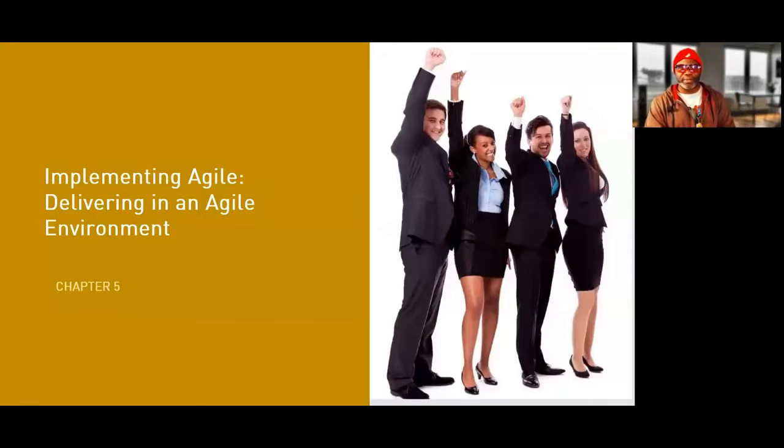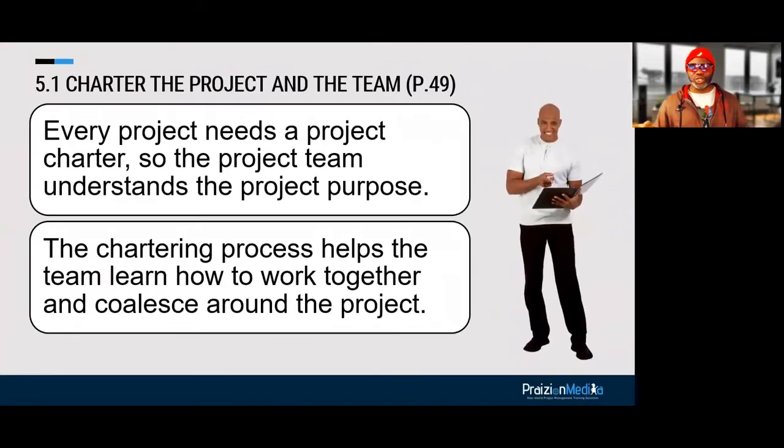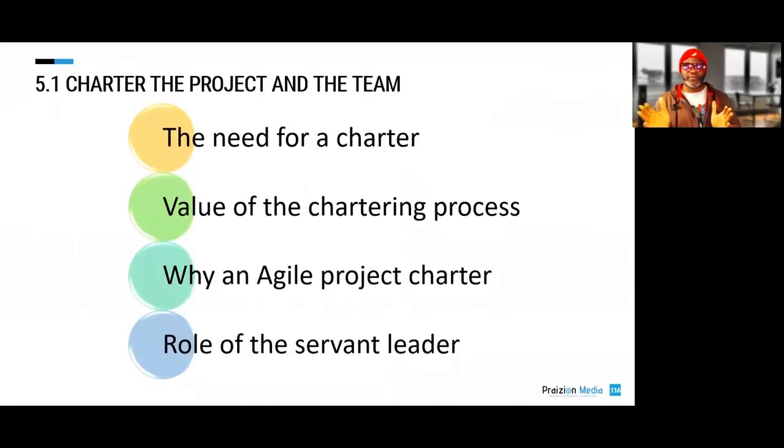Next chapter is about implementing Agile, delivering in an Agile environment. The big thing in this world is the charter. No charter, no project. Also in the world of Agile, every project needs a project charter, and Agile projects are no exception. They need project charters. Why? So that the vision can be crafted and so that there can be direction.